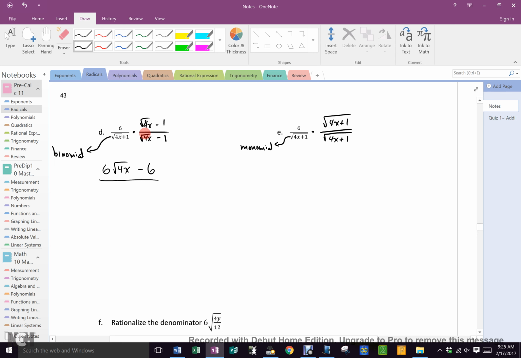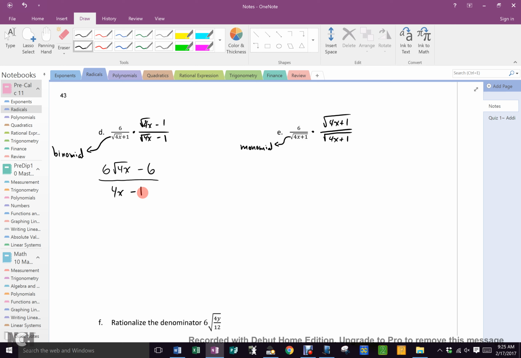Root 4x times root 4x becomes what? 4x. And positive 1 times negative 1 is? Negative 1. Is everybody cool? Now, if we had reviewed factoring, which is what we're going to do next, we could go one step further here, couldn't we? Because this is really 6x minus 6, yeah? And I could pull a 6 out.